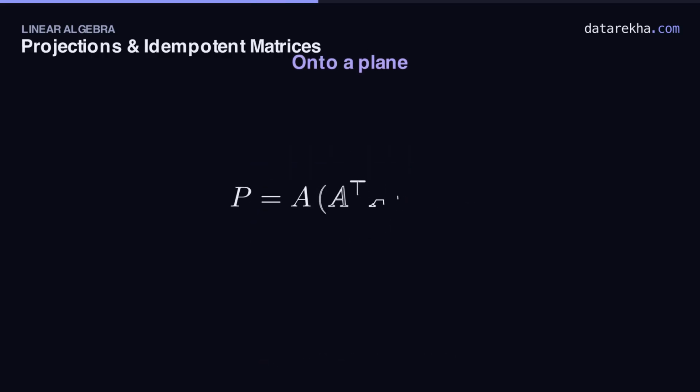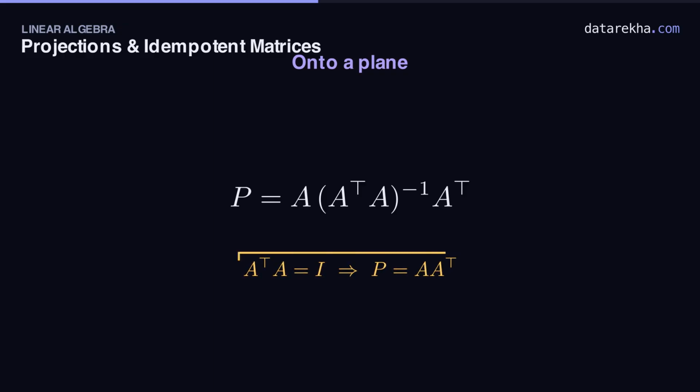A line was one dimension. Step up. Project onto a whole plane, or any subspace, by stacking its basis vectors as the columns of a matrix A. The general projector reads A times the inverse of A transpose A, times A transpose. It looks heavier, but it is the same idea. And when the columns of A are already perpendicular, A transpose A is just the identity, and the whole thing collapses back to A times A transpose.